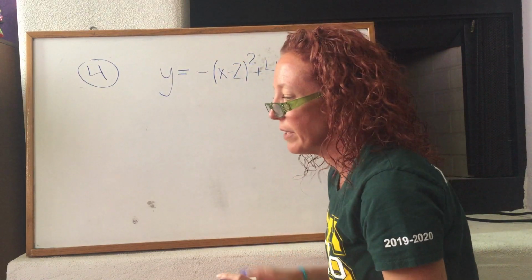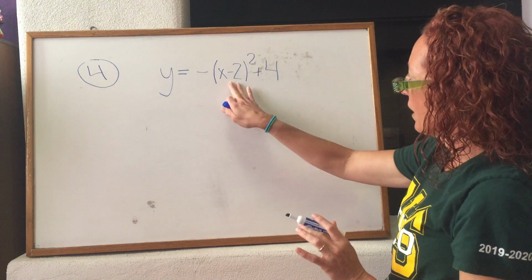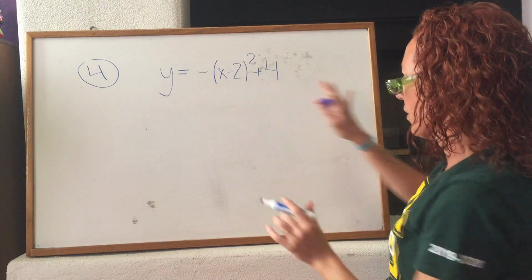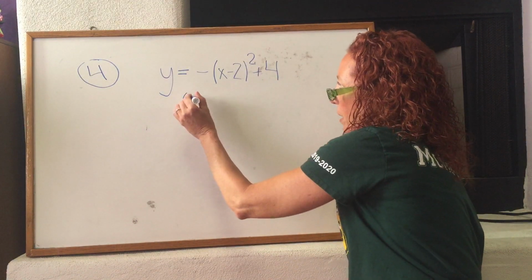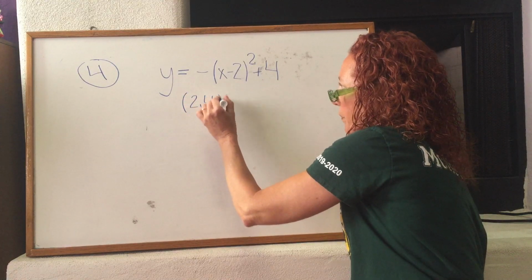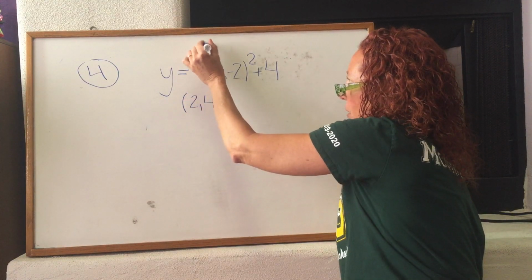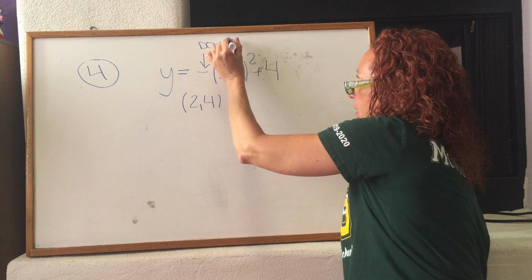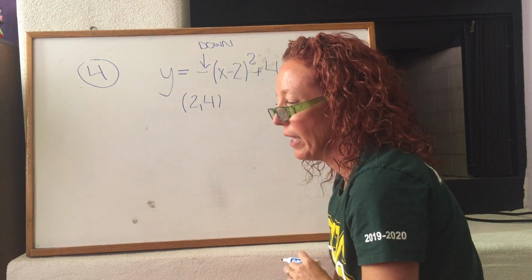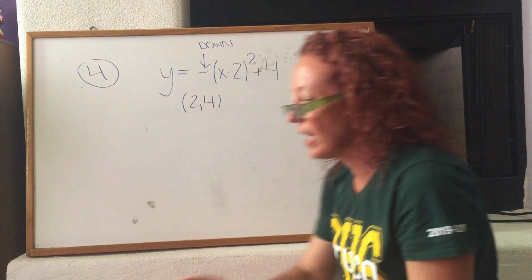Let me make sure I wrote that down correctly. Okay, so it's always opposite same. So the vertex here will be at +2, +4. We should look for something that opens down. Is that enough to pick out the right answer in a multiple choice test?